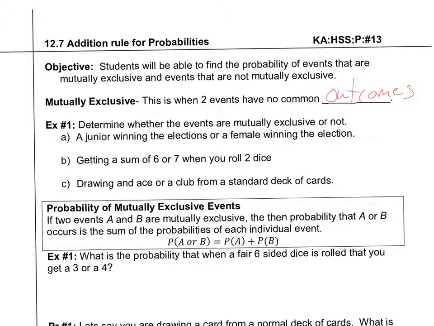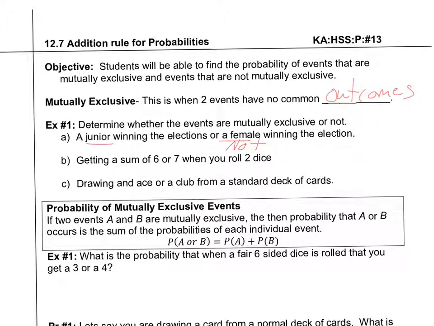So let's determine whether these events listed here are mutually exclusive or not. So the first one, a junior winning the election or a female winning the election. Well, couldn't we have a female that's also a junior? There are such things as female juniors, and therefore these could have the same outcome, and therefore these are not mutually exclusive because they share an outcome, right? There could be female juniors, so we're going to just say not mutually exclusive.